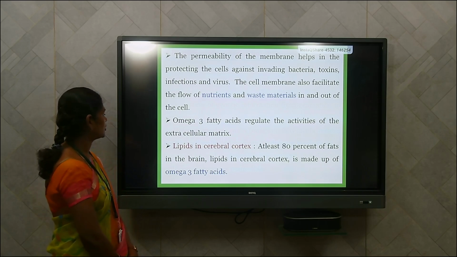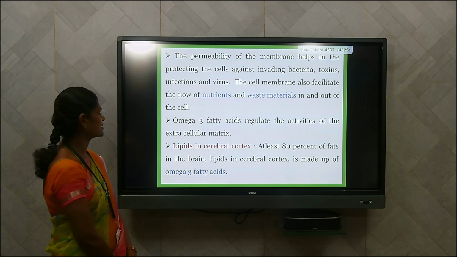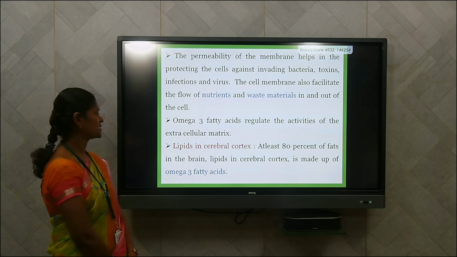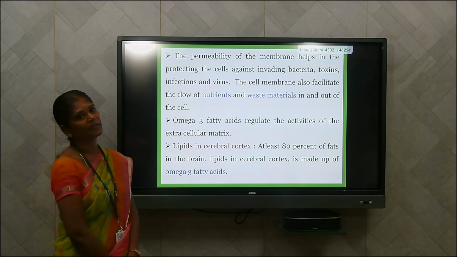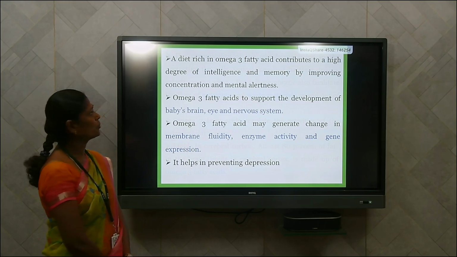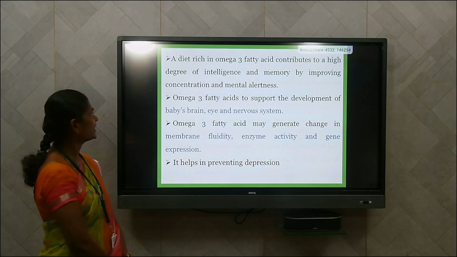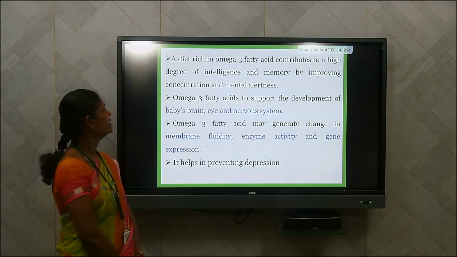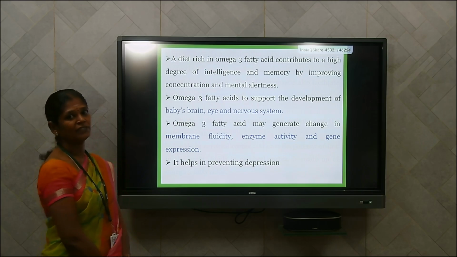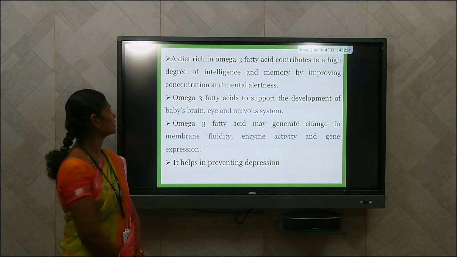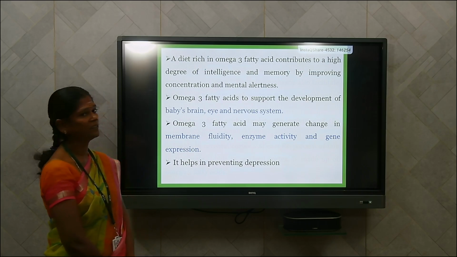Omega-3 fatty acids are found in lipids in the cerebral cortex. At least 80% of the fats in the brain are lipids, especially in the cerebral cortex, which is made up of omega-3 fatty acids. A diet rich in omega-3 fatty acids contributes to a high degree of intelligence and memory by improving concentration and mental alertness, especially for infants and preschool children. Omega-3 fatty acids also support the development of the baby's brain, eye, and nervous system.